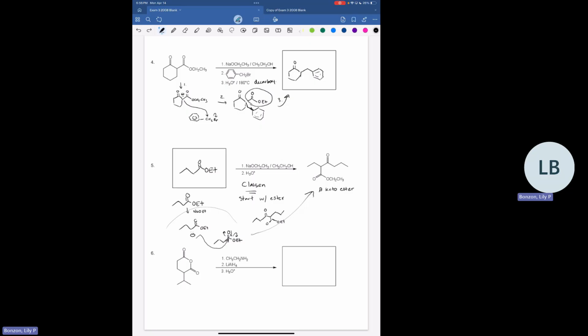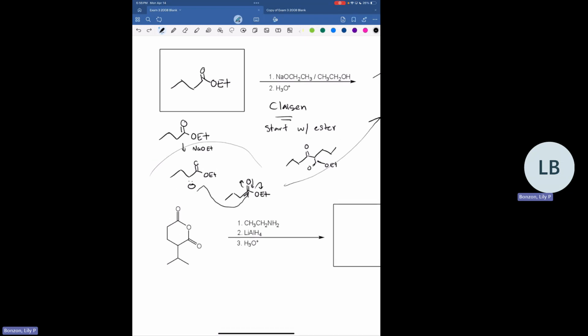So, number 6, all right, so we have an anhydride. So anhydrides react a little bit weird. So for this one, whenever we have an amine with an anhydride, one side is going to kind of attach to the amine, and the other side is going to get turned into the carboxylic acid.